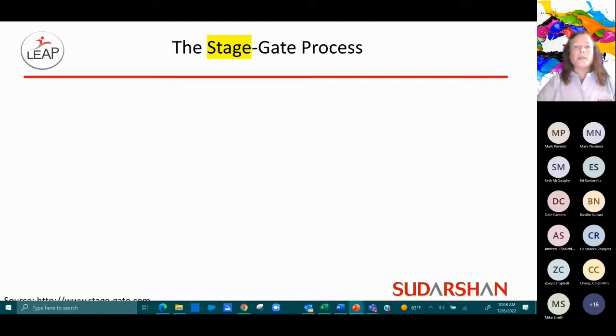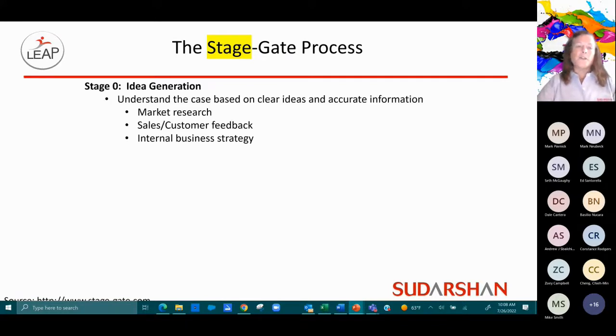So the stage gate process is a number of stages. The first stage, which is actually identified as stage 0, is the idea generation. Here we try to understand the case based on as many clear ideas and accurate information as you can create. This comes from many sources like market research, sales, and customer feedback. We're always listening to what the customers are saying, and we're always listening to what the customers are not saying, so that we make sure that we try to have products to meet everybody's needs.